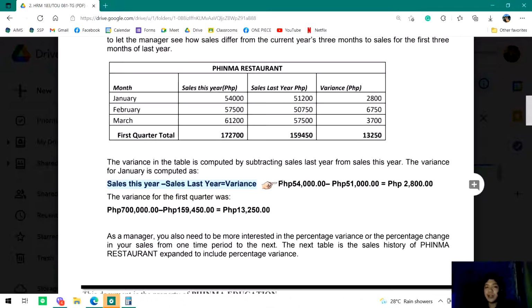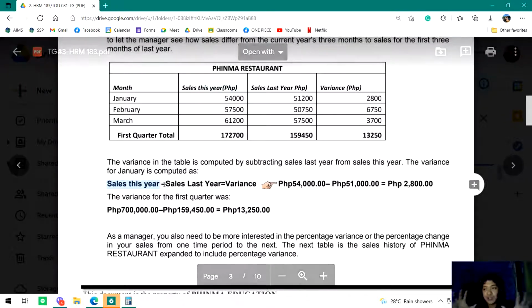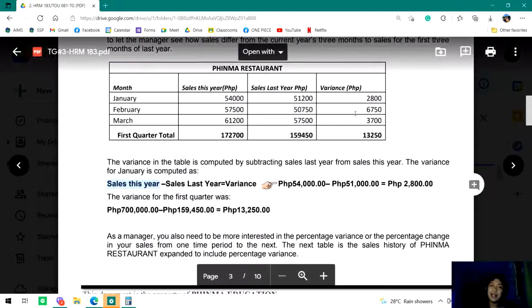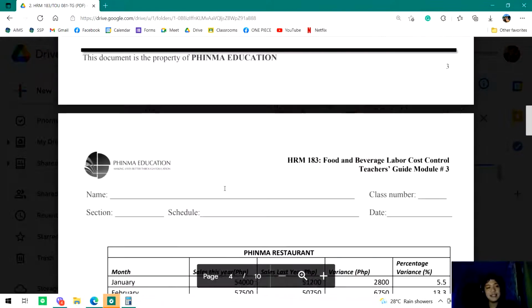Tandaan nyo, huwag kayong malilito, ha. Ang mauunang figure is yung this year. Sales this year po. Yung current. Yung nakalaan, sales last year, yun yung isusubtract mo. So sales this year minus sales last year equals variance.